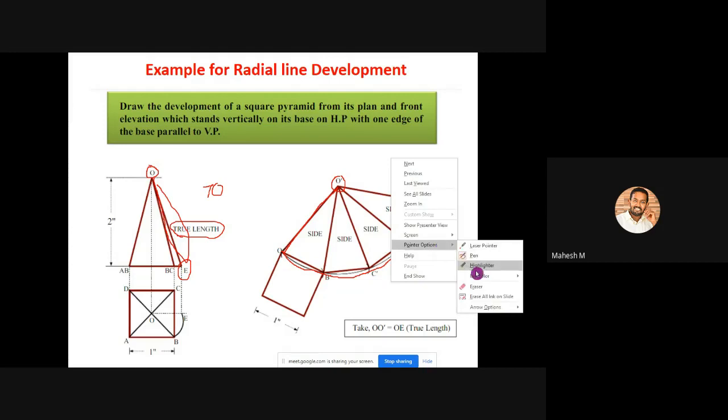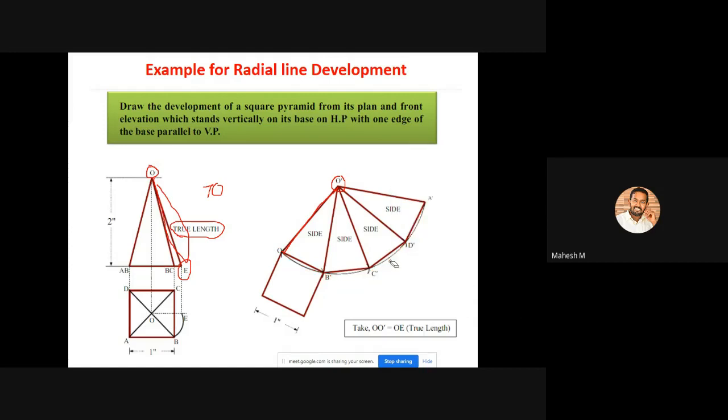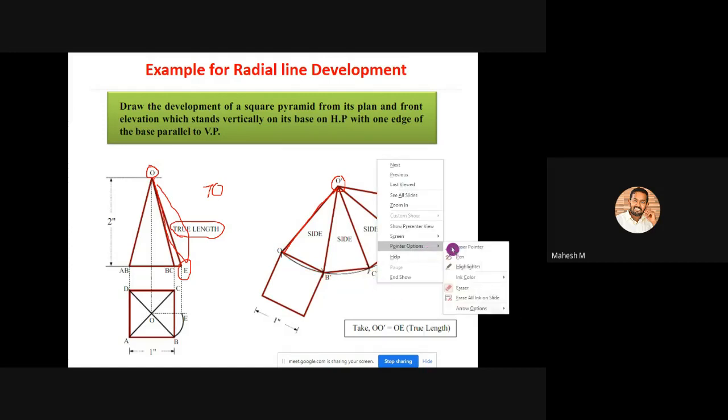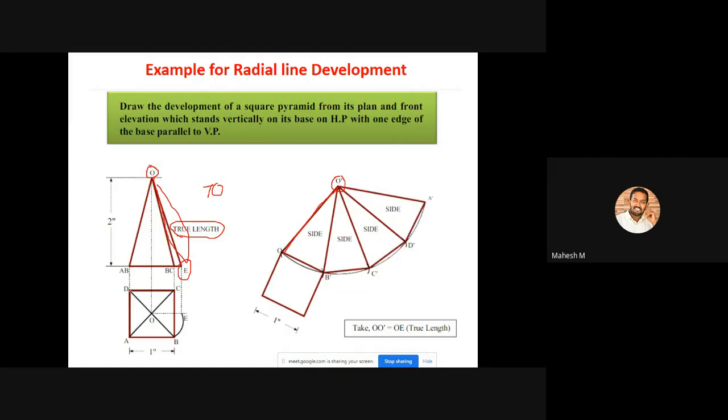Okay, so after creating this arc, you can measure the length of your side. For today's classwork, the side value is 40. So you can measure the length of this 40. Please take your compass with a dimension of 40 mm. Then you can place your compass exactly at this point. Then you can create an arc like this.